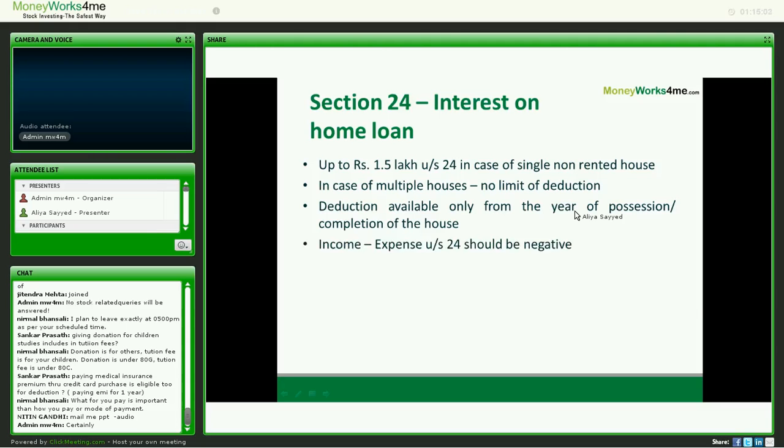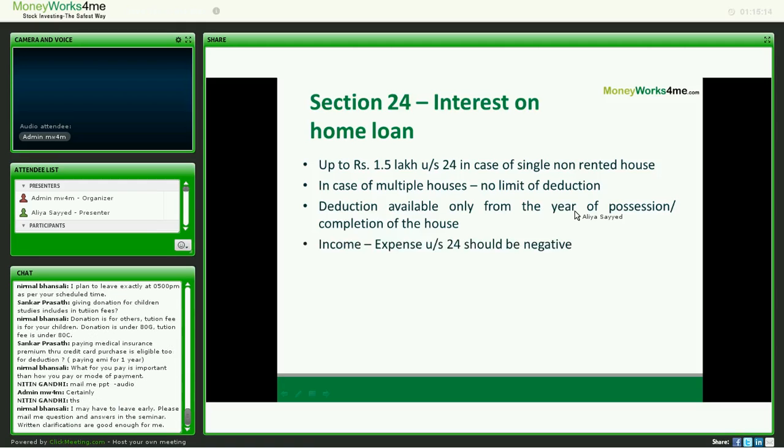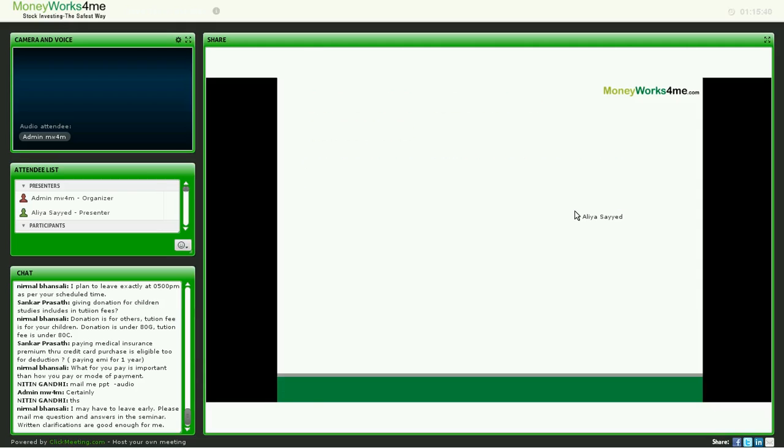And the second thing is your income minus expense, as defined under Section 24, should be negative. What I mean by this is basically income under Section 24 is any income that you get on your rented house, that is your income. Your expense is any interest that you pay towards your house loan. So basically, if you earn less from your rent and you are paying more towards interest, then you can claim this deduction. But if you are earning rental income and all your interest is covered under that, you will not be eligible. So basically, this should be negative. This was deduction under 24.